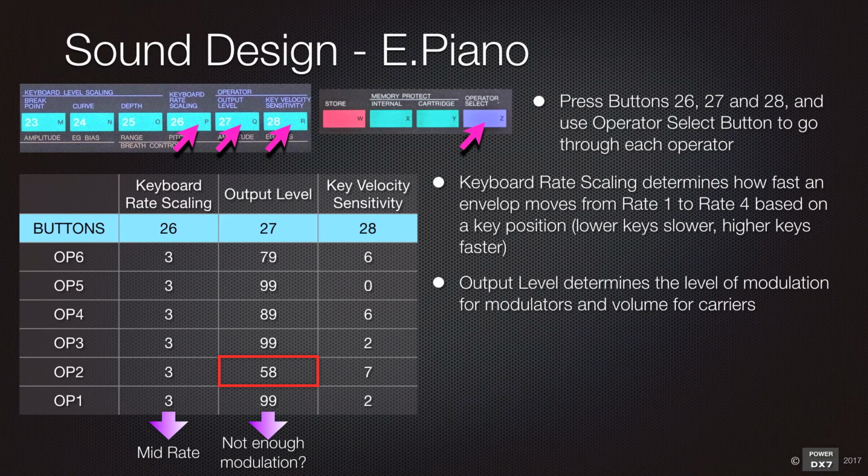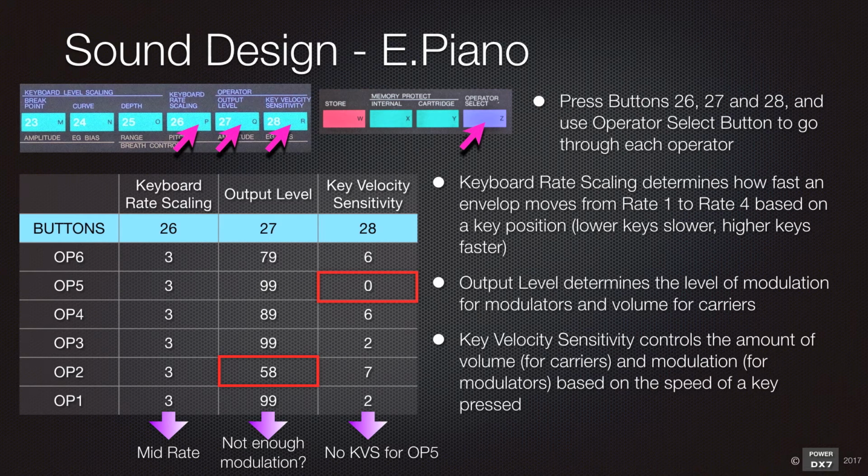Output level determines the level of modulation for modulators and volume for carriers. All operators seem to have enough output level, except for operator 2. It's set at 58, which is quite low for a modulator.